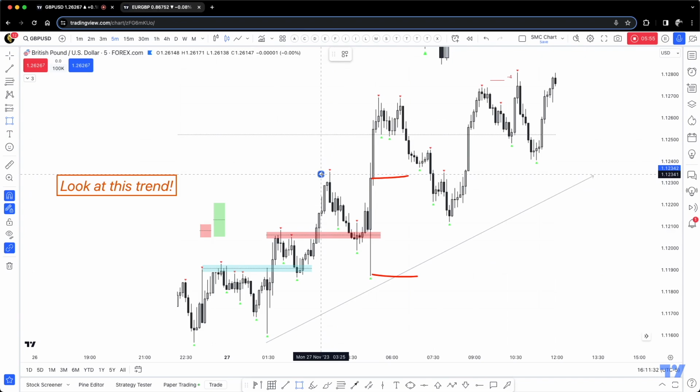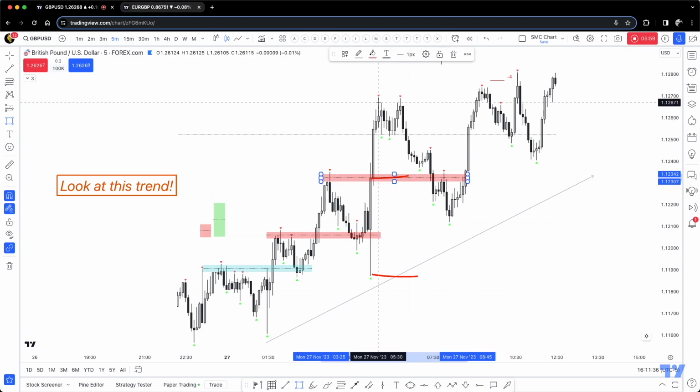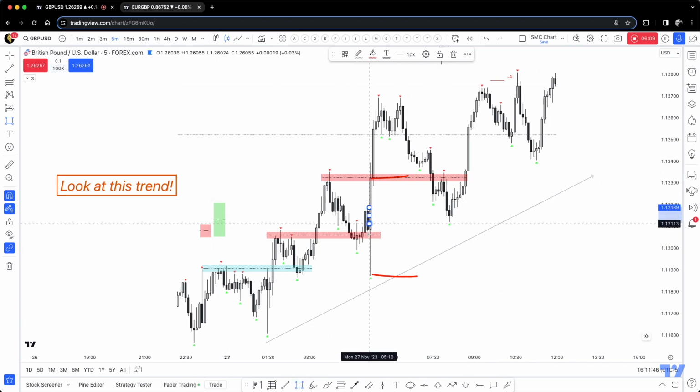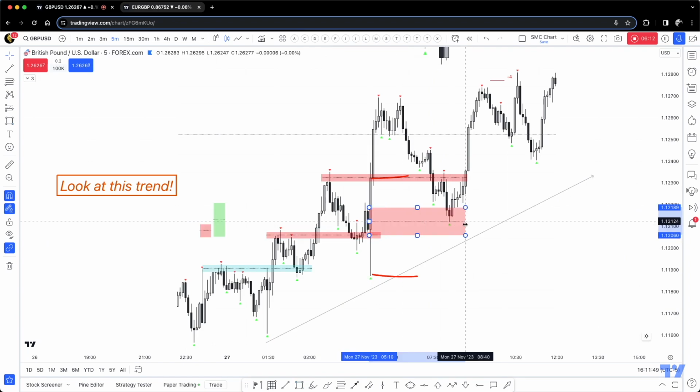Look at this. We have the break of that structure, right? Price broke the structure to the upside, came back down to retest. But look at what happened. The retest went way too deep. Why went too deep? Well, probably there was an order block right here. That's where price wanted to go to, right?